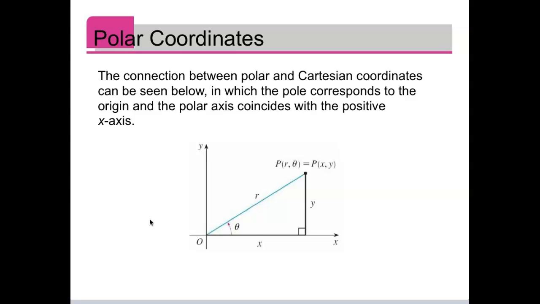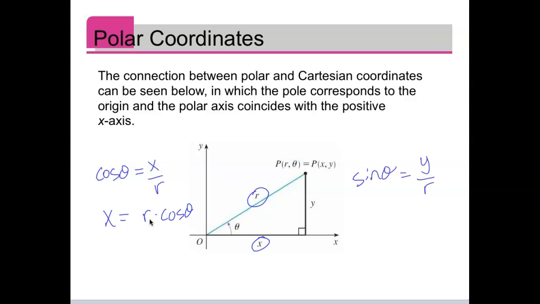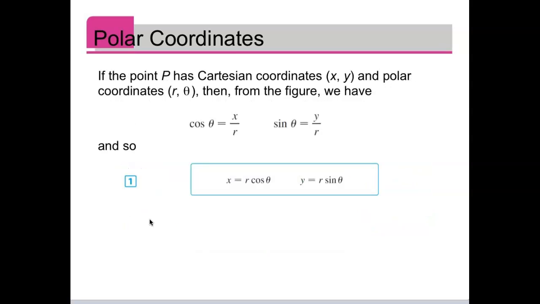So cosine theta would be adjacent over hypotenuse, so x over r. Just multiply both sides by r. X equals r times cosine theta. Sine theta is y over r, opposite over hypotenuse. Multiply by r. Y equals r sine theta. And so this is an easy way of converting from polar to Cartesian. If you know the polar coordinates, then the corresponding Cartesian coordinates will just be r cosine theta, comma, r sine theta.